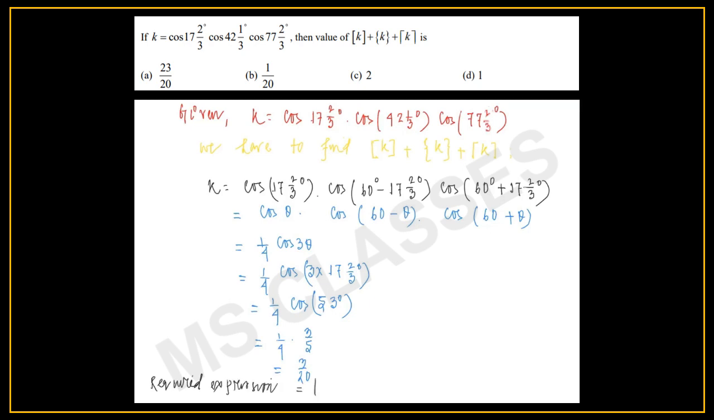is floor of k, so floor of 3 by 20 plus fractional part of 3 by 20 plus ceiling of 3 by 20. So floor of 3 by 20 is 0. Here the result is 3 by 20 plus 1. So ultimately this is 3 by 20 plus 1, which is 23 by 20.